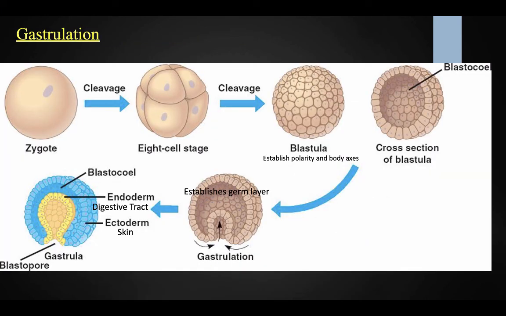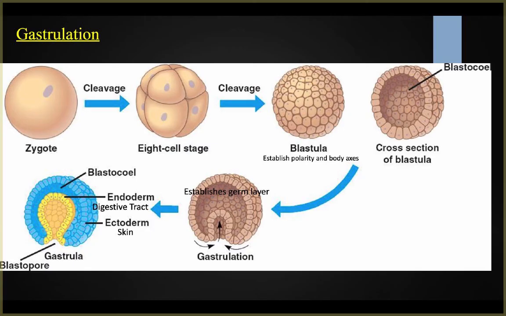So when we're looking at gastrulation, that was just cleavage because we were forming the blastula. Now we're going to take the blastula and cause gastrulation. So review: zygote, 8-cell stage, cleavage. You have this hollow blastula, and based on where the cells are located and what's on each side, it's going to establish polarity in the body axis. So this is the blastocoele area that's in the middle. It's a cross section of it.